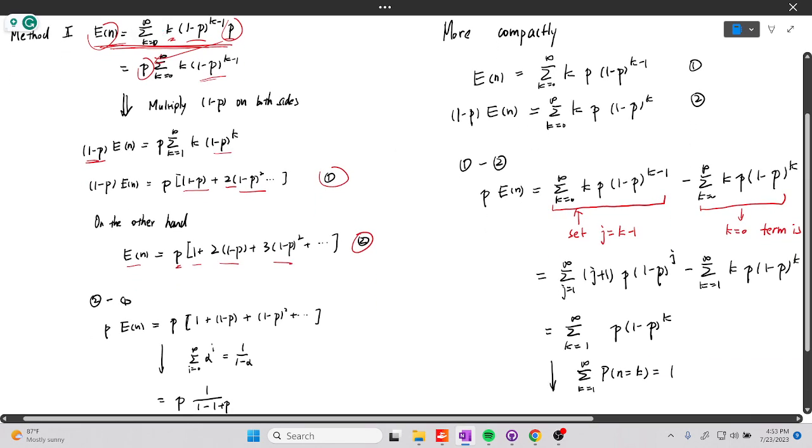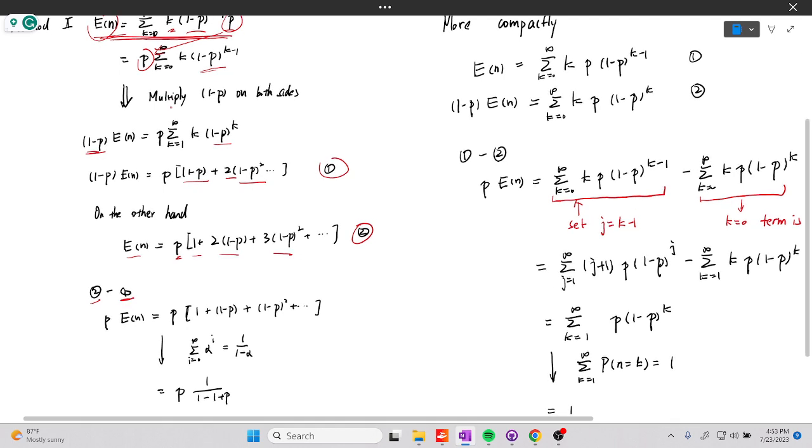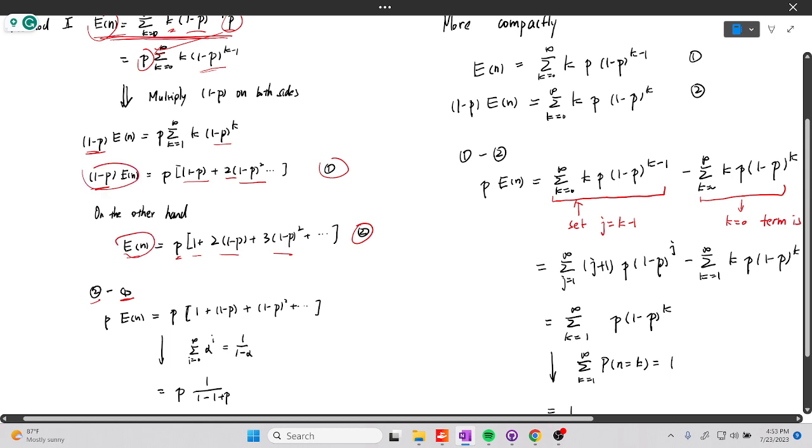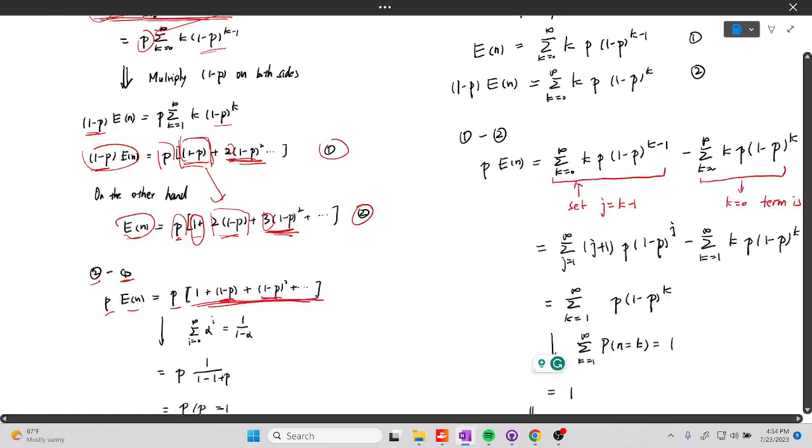If you subtract equation 2 from equation 1, what you get here will become p times e to the n. Both have p here. This term has nothing to subtract. This term subtracted by this term will become just this. And this has a factor of 3, this has a factor of 2, and it becomes like that, and so on and so forth. It becomes a geometric distribution.